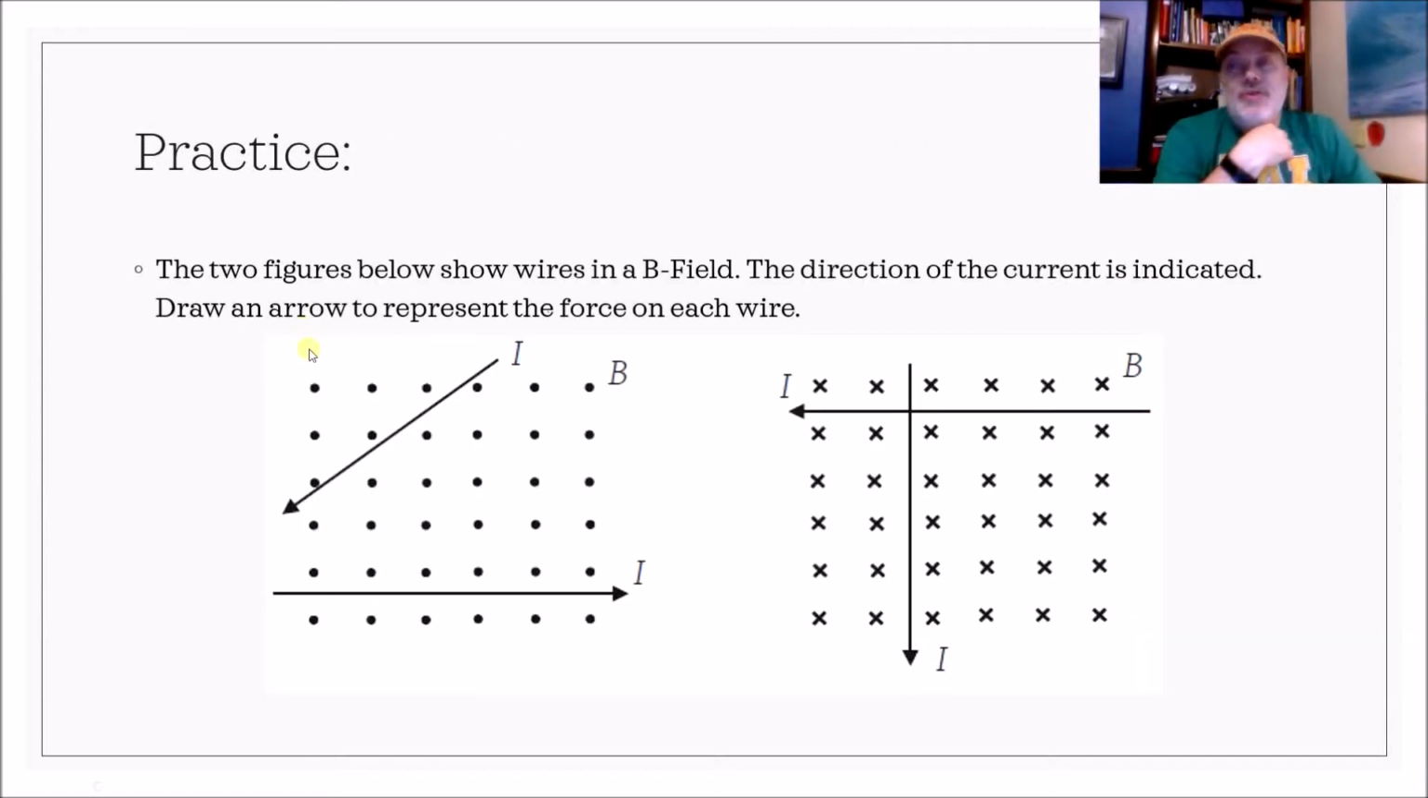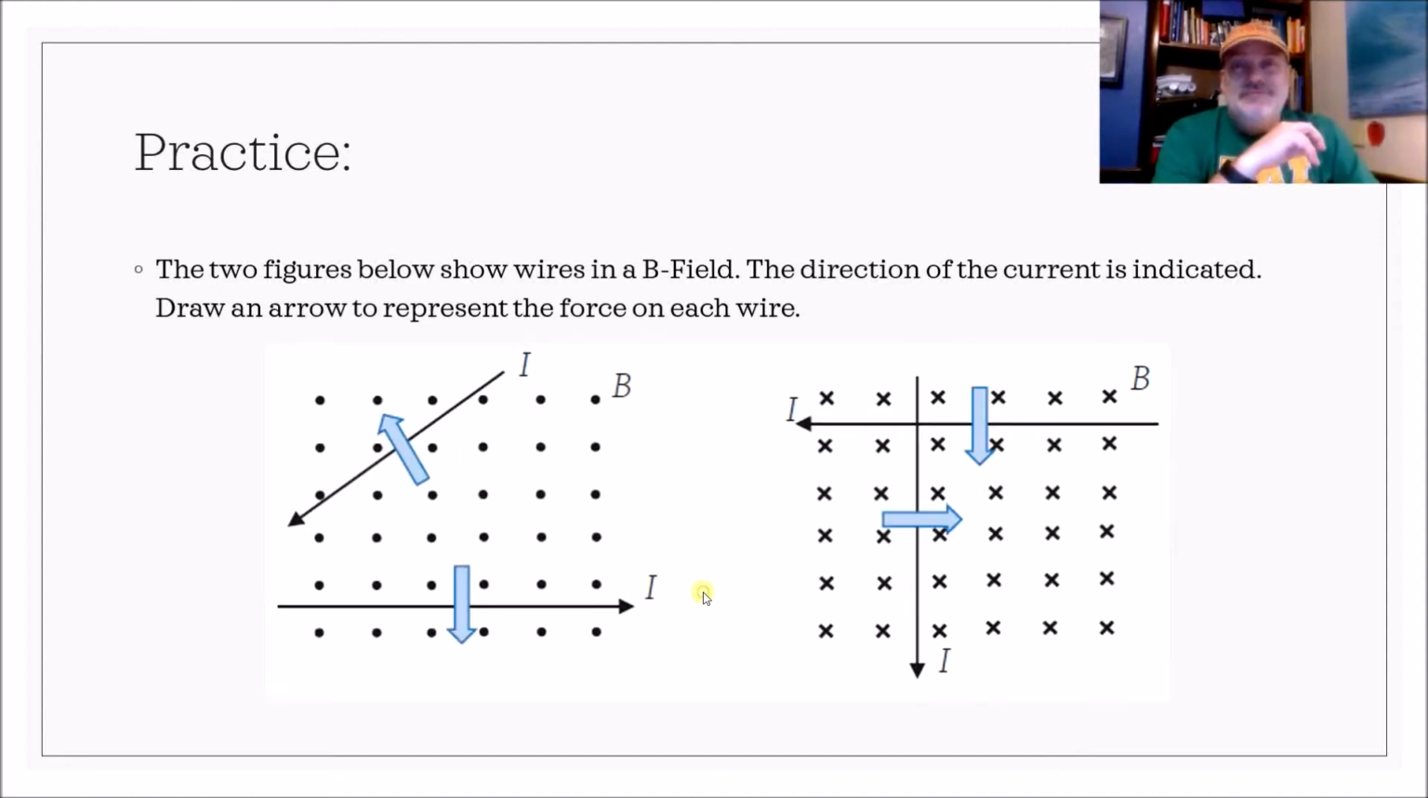So here's a couple examples. I have two figures here, one where the magnetic field is pointing out, one where the magnetic field is pointing in, and I have several currents. Can you draw the direction of the force on each of these currents? Ready, set, go. Pause the video. Did you get these answers? If so, congratulations, you're doing great. If not, go back, look at the right-hand rule again, and practice some more.